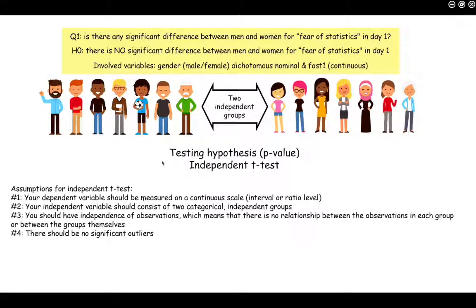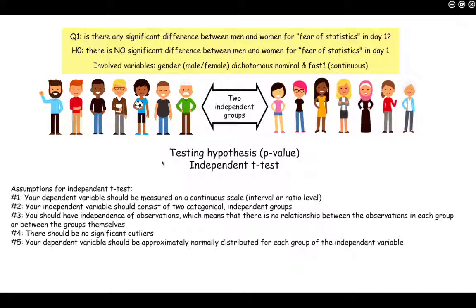Assumption number four says there should be no significant outliers. Outliers are simply single data points within our data that do not follow the usual pattern. They are too extreme, either too low or too high. The problem with outliers is that they can have a negative effect on the independent t-test, reducing the validity of our results. Fortunately, when we're using SPSS Statistics to run the independent t-test, we can easily detect the possible outliers.